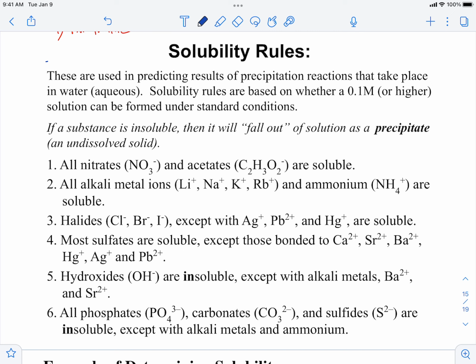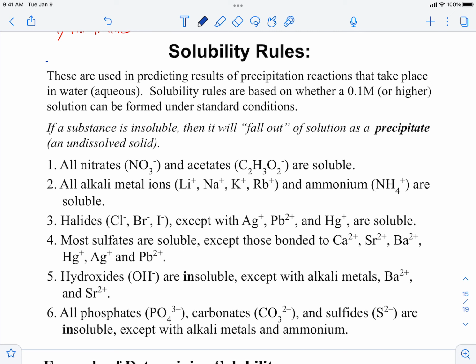Okay, so the solubility rules group ions together so that we can make predictions. There are 6 rules here, and these look complicated at first. You don't have to memorize them. I will give you this very same exact list, but you have to be able to interpret it correctly. So let's start with the first rule.